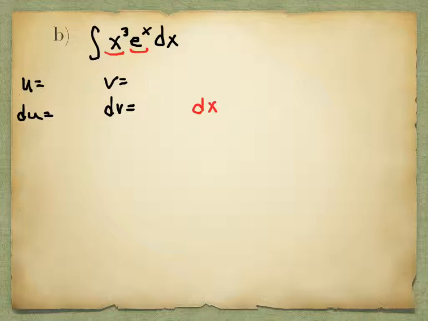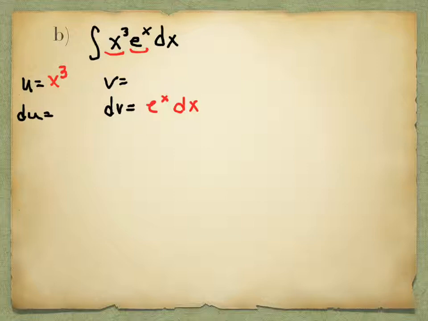So using those guidelines, which one should I put where? X cubed in the u spot. And why? Because it becomes simpler when I take the derivative of it. I mean, that's it. That's all there is to it. Now, the nice thing about e to the x is that when we take the antiderivative of it, it's not any harder than it was before either. That's actually kind of nice.